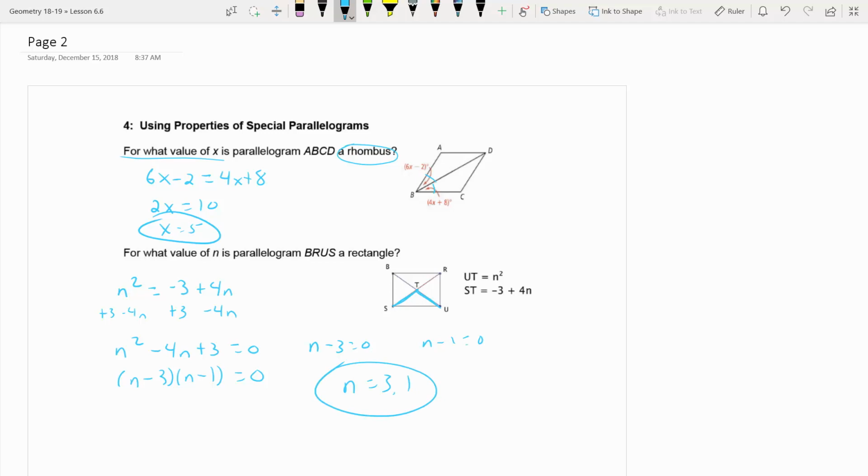In order for us to verify, let's just plug back in. So I would have 1 squared, which is 1, and -3 plus 4 times 1, or 4, would also be 1, so that works. And 3 squared is 9, and 4 times 3 is 12, minus 3 is also 9. So both of those do work and satisfy our equation.